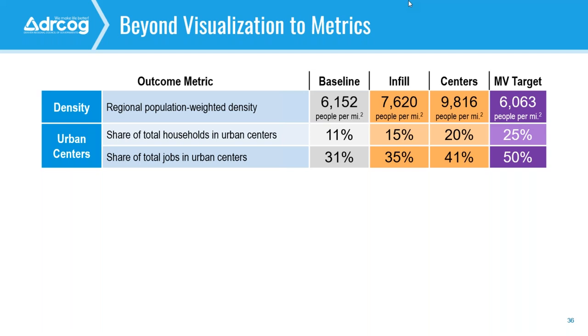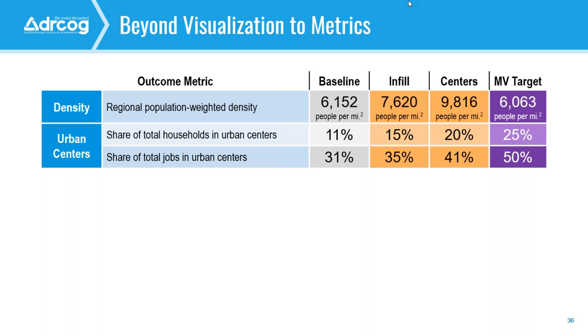Comparing the scenarios shows that they are progressively more dense. They're more centers focused. So these first three metrics here are ones that are straight out of MetroVision itself. MetroVision had a 2040 target for regional population weighted density. This is simply a weighted average, where areas that currently have a higher population and will have a higher population count more towards the density calculation.